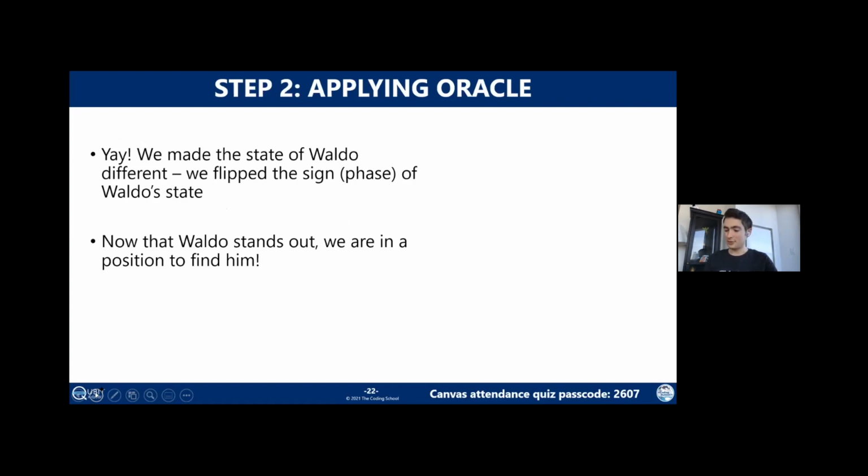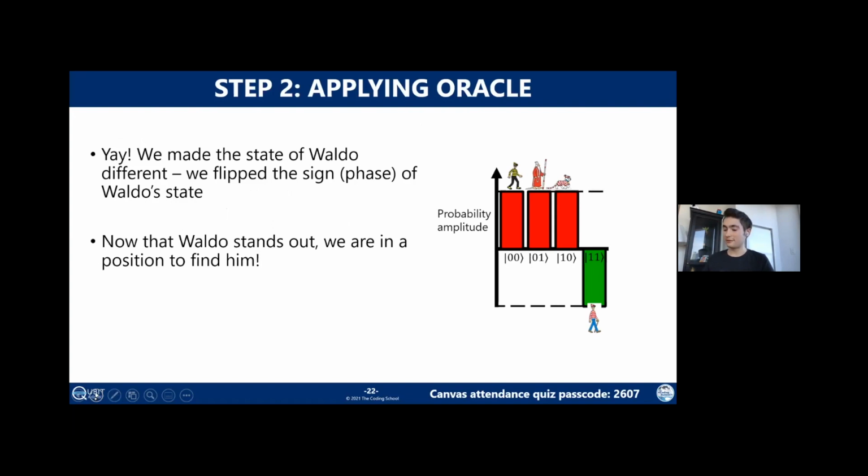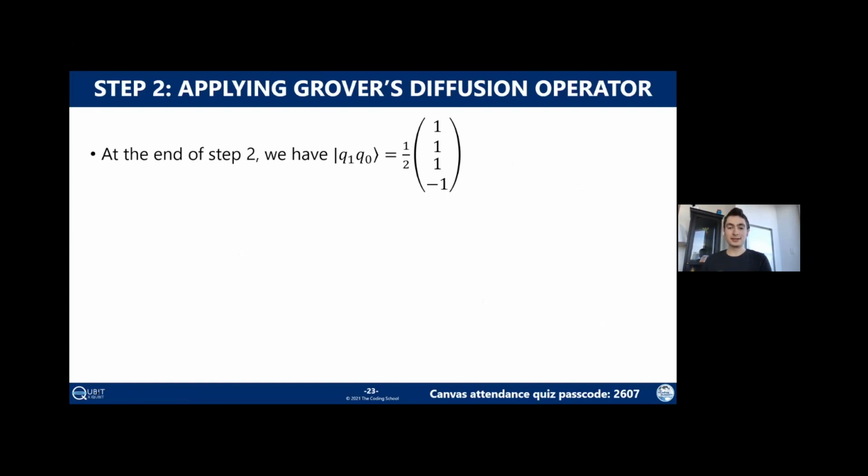So what we've done here is we have made the state of Waldo different. We flipped the sign to mark it, but crucially, we also kept the structure of the rest of the state intact. So now that Waldo stands out in some sense, we are in a position to find him. Again, just to remind you what we have now, this is a graphical representation of the probability amplitudes. So if I label this, we have half and minus half. This is the bracket state that we drew out before, and we have a minus sign on the ket 1, 1.